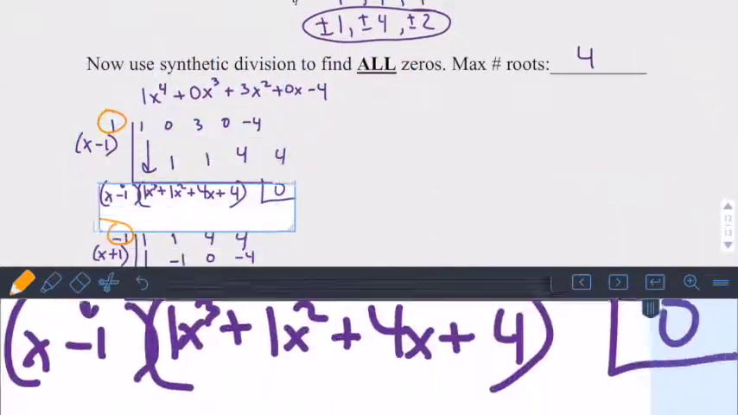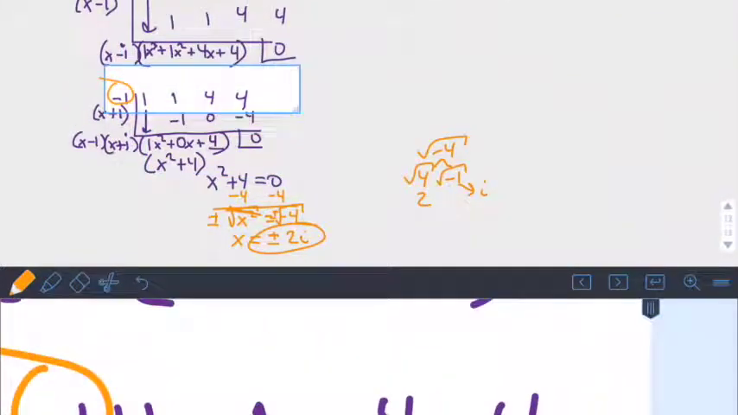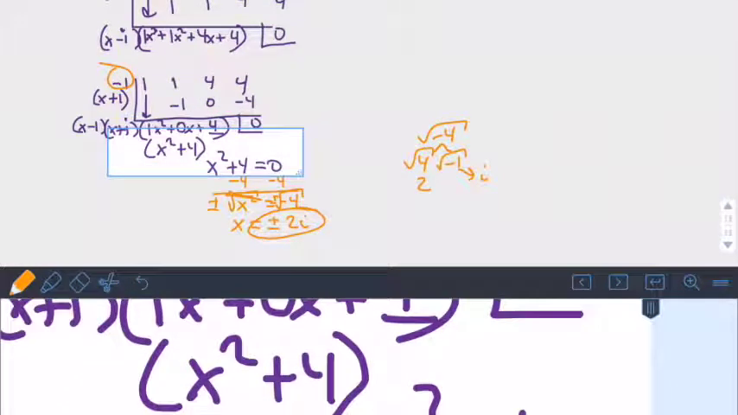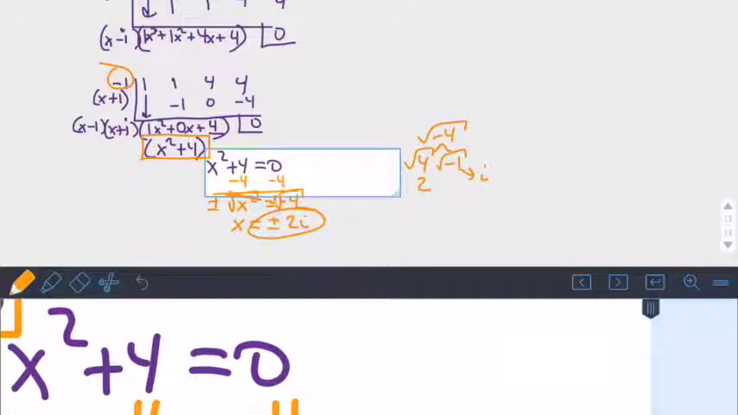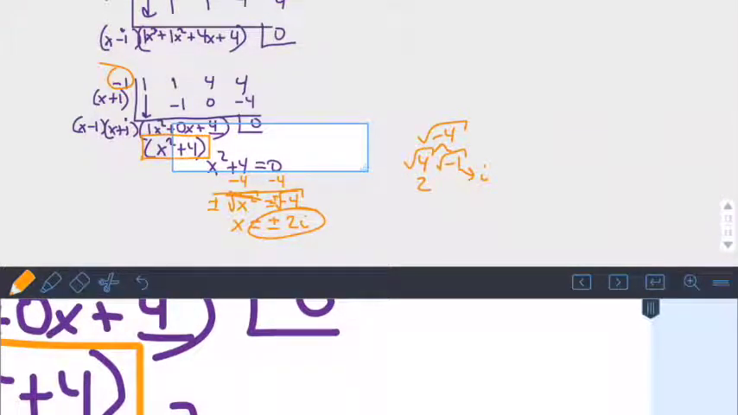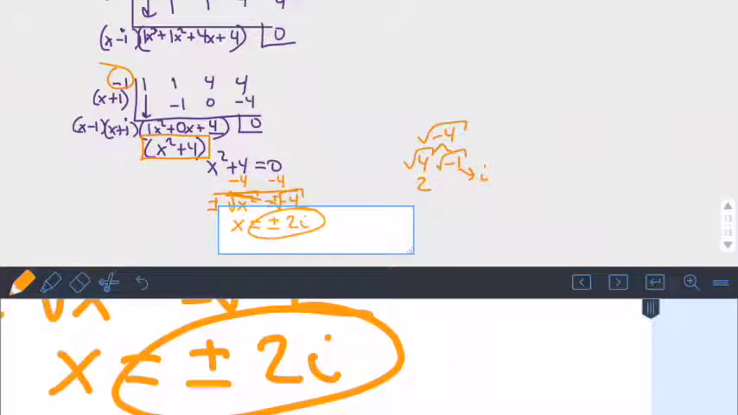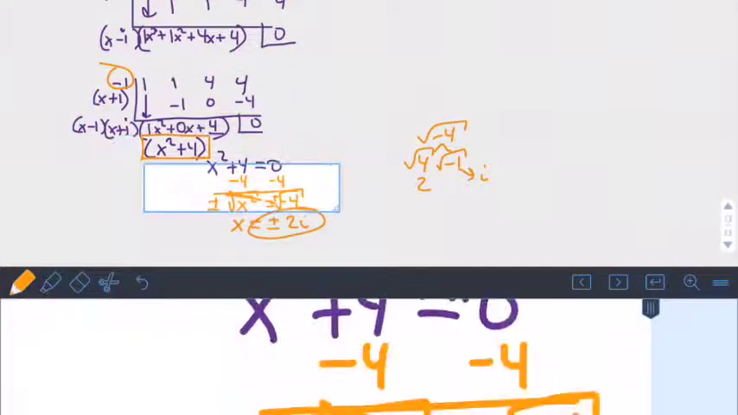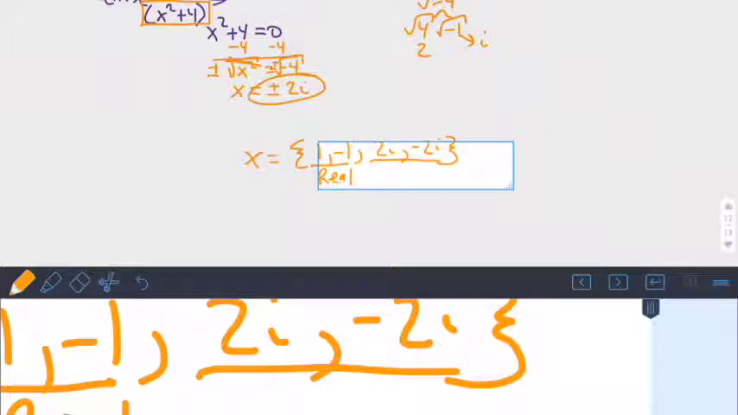Then I used synthetic division to break my polynomials down. Then I kept going using synthetic division to break my polynomials down. And then when I get this quadratic function, I can do things like set it equal to 0. I could factor. I could use the quadratic formula. All of those things work. Okay, these are my last two roots, but they're imaginary. So I only have two real roots and two imaginary roots.